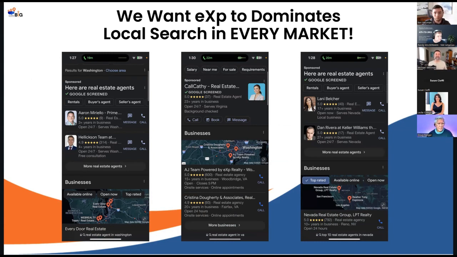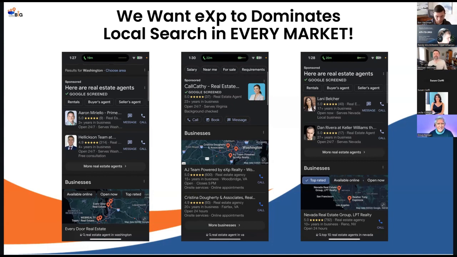So look at these slides from left to right. These are searches done for entire states where we have clients. Here we have the state of Washington, and the search is real estate agent in Washington. Notice number 1, Aaron Muriello, our client, number 1, outranking Hellickson Team. That's Michael Hellickson's son, from Michael Hellickson's Club Wealth Coaching.